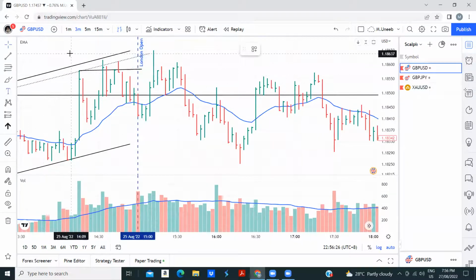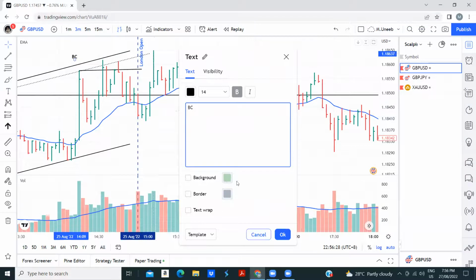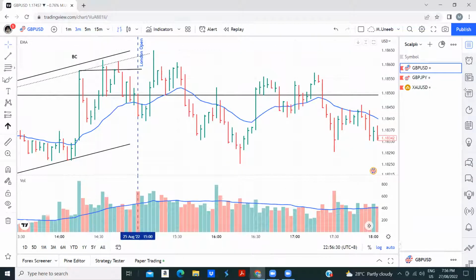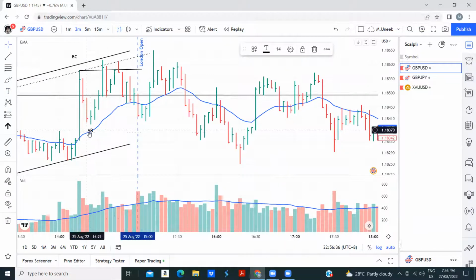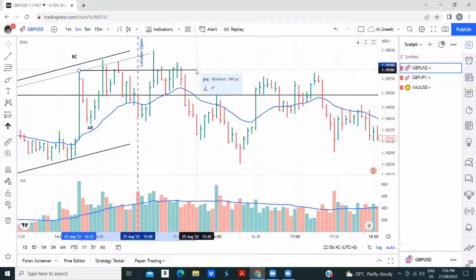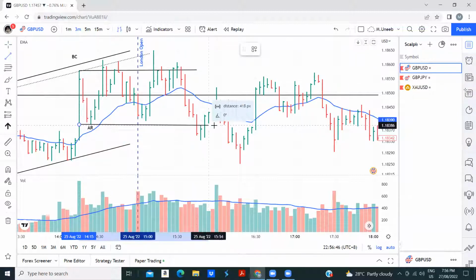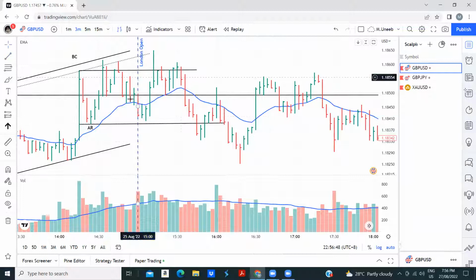So this becomes the buying climax. This becomes AR. So what is the bias now on the top before London Open? Bearish. Yeah. AR. We extend the line AR.